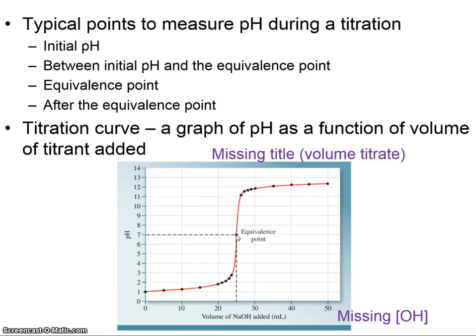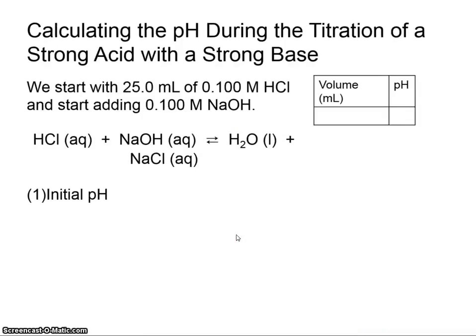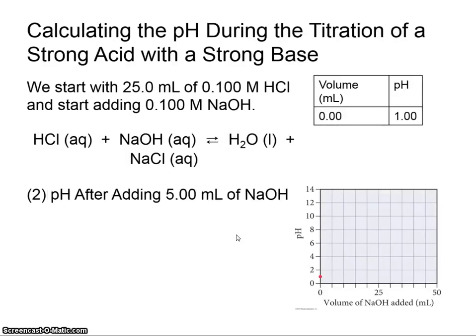So let's look at this where I've got a strong acid and a strong base. We're going to start with 25 milliliters of 0.1 molar HCl, and we're going to add in 0.1 molar sodium hydroxide. I start off with an initial volume of 0 added sodium hydroxide, and my pH is going to be 1, because it's just 0.1 molar HCl. Take the negative base 10 log of that, and I get a pH of 1. So that's this point here.